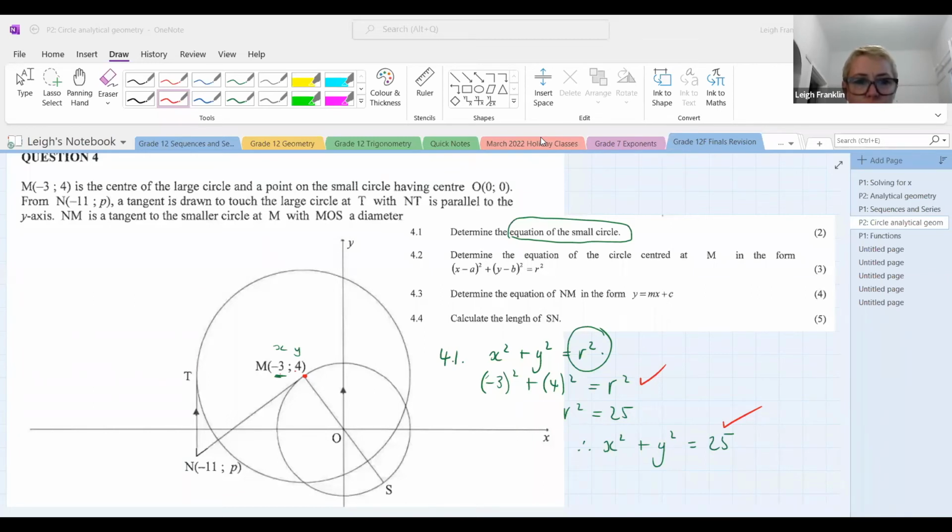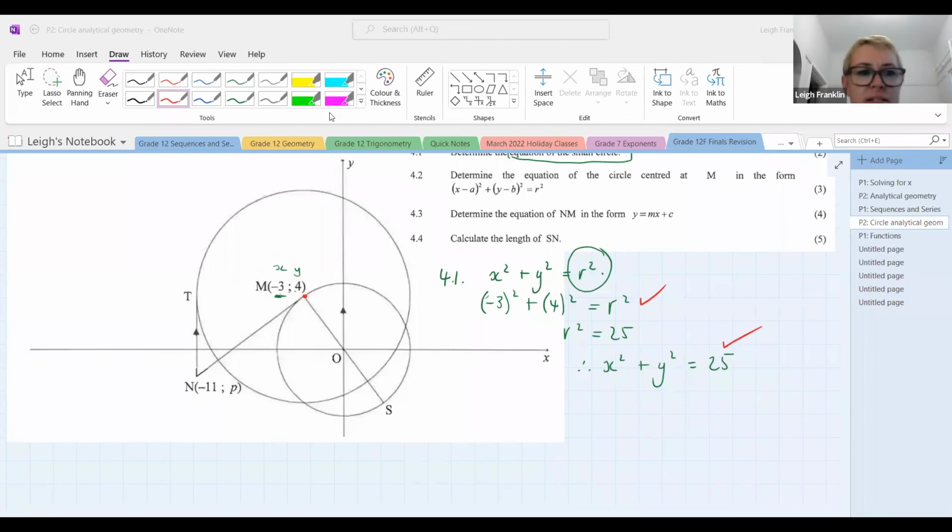All right. And Tokozo, you're asking, ma'am, why will you use -3 and 4 to get r squared again? No problem. Because we want to determine the value of r squared, it means that we need to know what x and y are so that r is the only variable that we are solving for. And M is a point on the smaller circle. So that means that we can sub in this x and this y in order to work out what r squared is going to be.